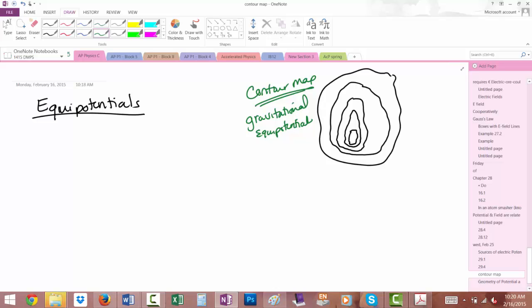Talk to me about this gravitational equipotential map that you've got here. What do you see? Potential. It's really steep at the bottom, like at the part down there.